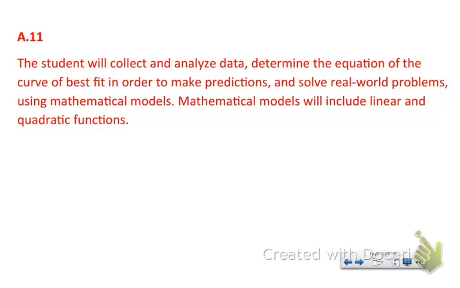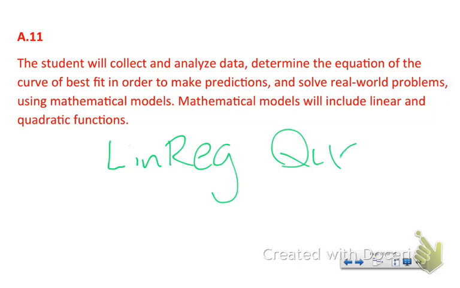Okay, this is SOL A.11. The student will collect and analyze data, determine the equation or curve of best fit in order to make predictions using mathematical models. Basically, this whole thing is about linear regression and quadratic regression. So finding either the line of best fit or the curve of best fit. So this you have to do in your calculator.